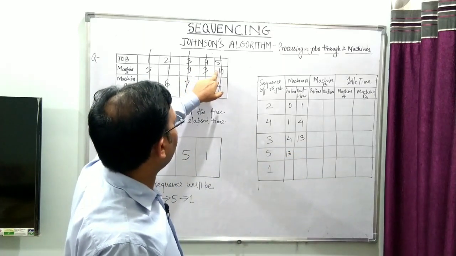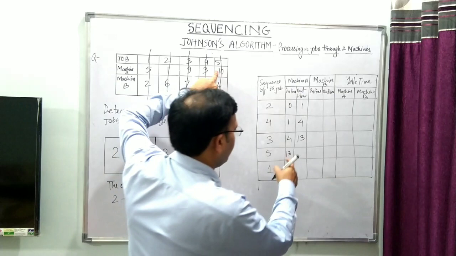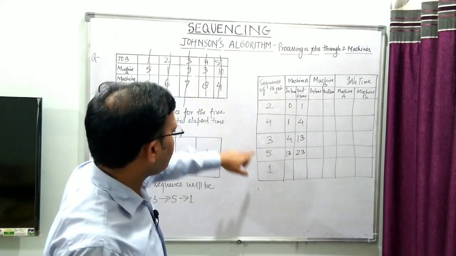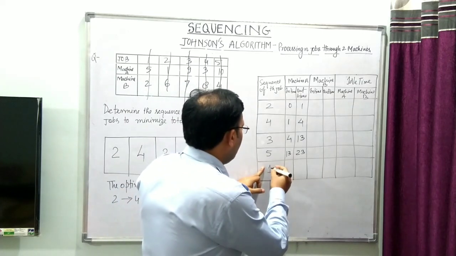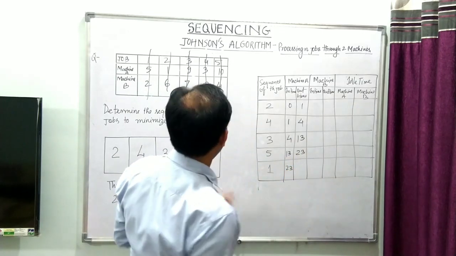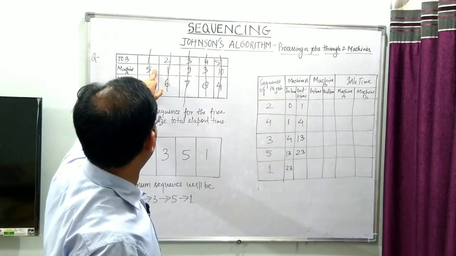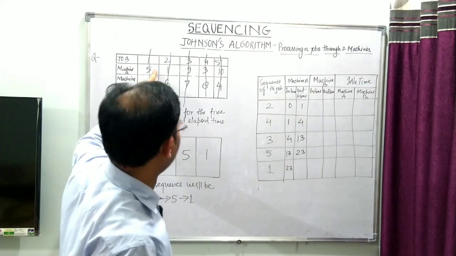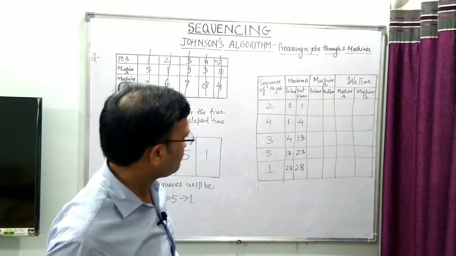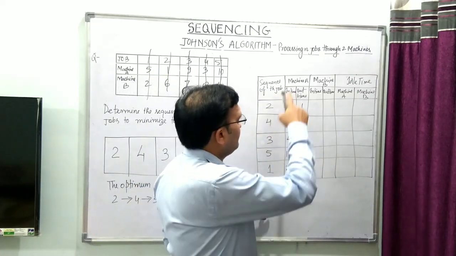And then job 5 shall be starting at 13. For job 5 at machine A, it takes 10 hours. So 13 plus 10 is equal to 23, right? Then job 1 shall be starting at 23. How much time does it take at machine A? For job 1, it takes 5 hours. So it will be 28, right? This is the in and out time for machine A.